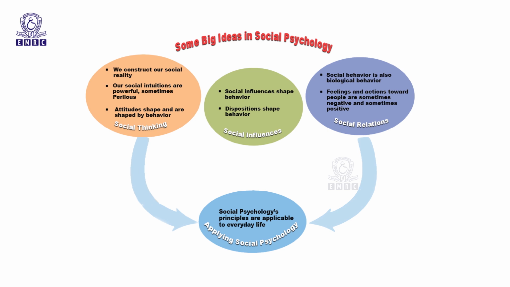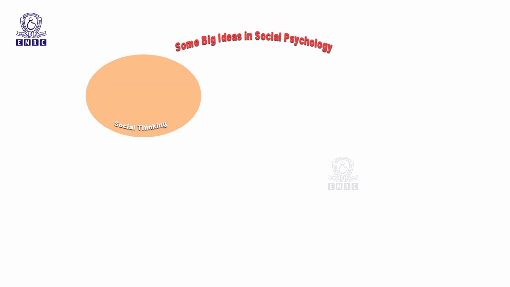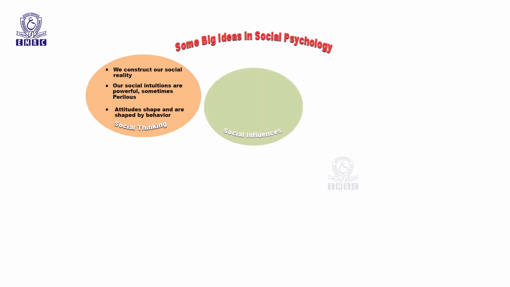When I said social psychology contributed certain big ideas in certain aspects like social thinking, that means it includes how we construct our social reality. We also focus on our powerful social intuitions and how attitudes shape and are also shaped by behavior. Similarly, social influence also speaks about how the presence of others, the presence of groups, shapes behavior and how dispositions, that is personality, shape behavior.